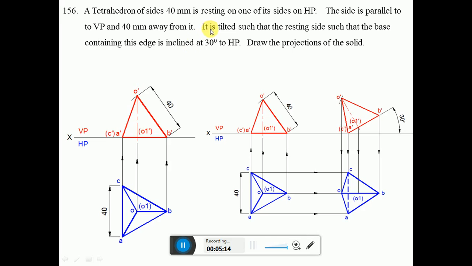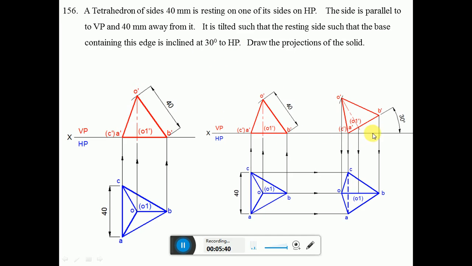It is tilted such that the resting side containing the base, containing this edge, is inclined at 30 degrees to HP. Which is the resting side? The resting side is A dash C dash. The base of that is A dash B dash C dash, which is a triangle. So this entire triangle is made to incline at 30 degrees to HP.